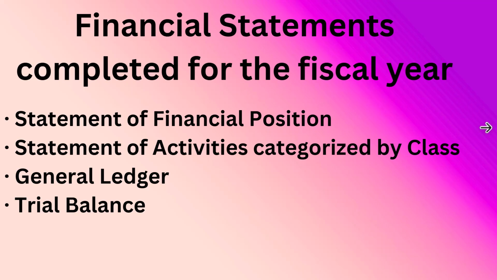More specifically, you'll need your statement of activities categorized by administrative income and expenses, your service type or service types, and your fundraising income and expenses. So you'll want to make sure you have it categorized by type in order to complete the return. You'll also need the general ledger for the year and the trial balance.